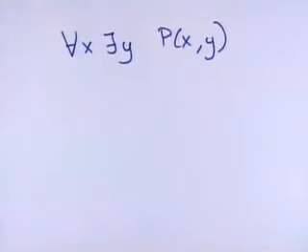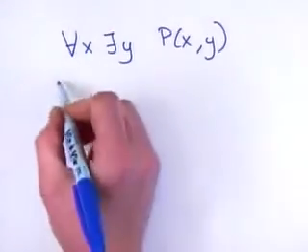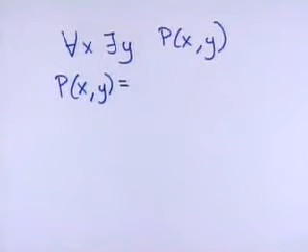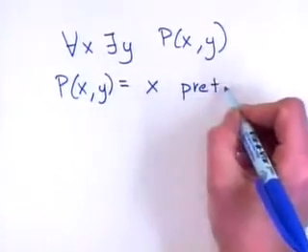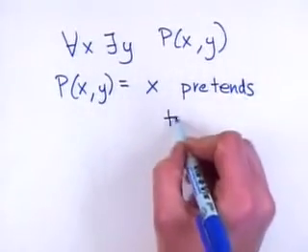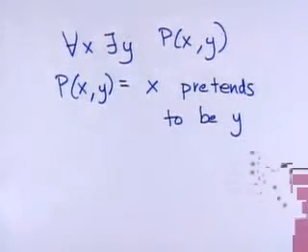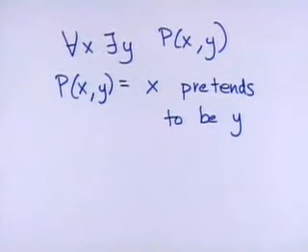All right, so we're talking about order matters. So if I say for all x, there exists a y, let's talk about a statement that depends both on x and y. Let's say that p of xy is equal to x pretends to be y. I just made up that function.